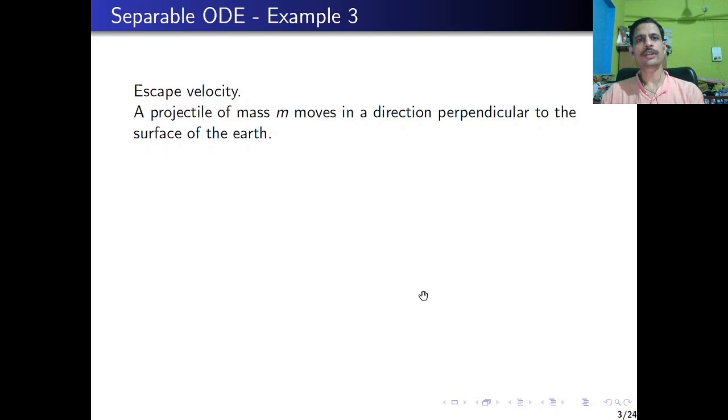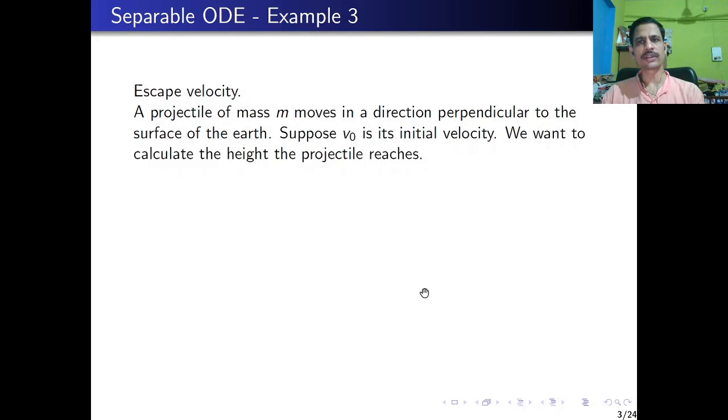We are talking about a projectile of mass m which moves in a direction perpendicular to the surface of the earth. That is, the object is being thrown from the surface of the earth vertically above. If v0 is its initial velocity, we are interested in calculating the height the projectile reaches. So to do this, we calculate the weight of the object.